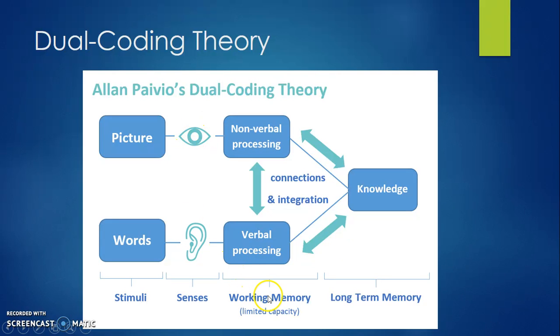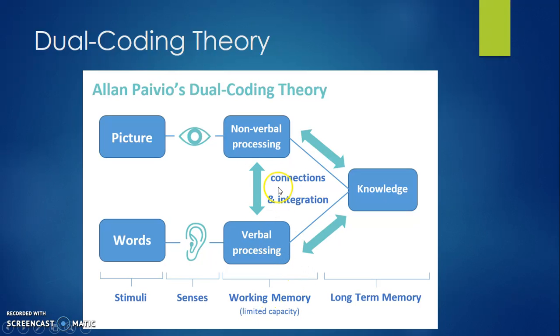And then this is where I like the diagram. It starts talking about working memory, and it says limited capacity. So if we're only learning about something using our verbal processing through words, we're probably going to be able to remember that to a certain degree, but in a limited capacity. And same with a picture. If we're only looking at pictures or diagrams and nonverbal processing, then we're only going to be able to remember those in a limited capacity.